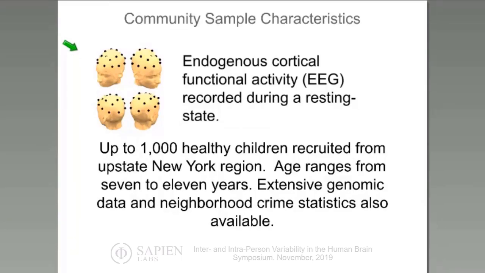So it's all, as I said, endogenous cortical functional activity recorded during an eyes closed state. There were 33 cephalic electrodes that we recorded from, which is the montage that I'm showing you here. The sample size included 1,000 healthy children, so no neurosensory impairment or neurodevelopmental disorders. These children were recruited from the upstate New York region. The ages ranged from 7 to 11 years. We also have extensive genomic and additional data, like neighborhood crime statistics, on these same children.